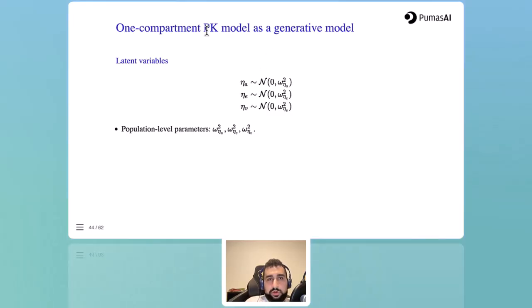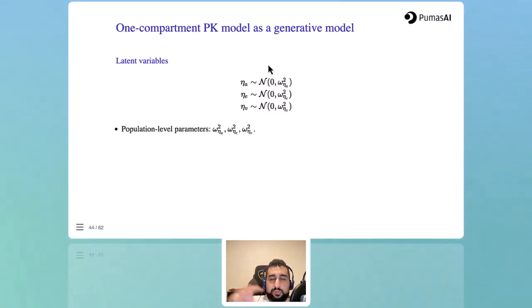So in a one compartment PK model, we often have three random effects, one for the absorption rate, one for the elimination rate, and one for the volume of distribution, and we give each random effect here a prior distribution. So these here are the latent variables. We often call them random effects, but we can also call them latent variables, and we give them a prior distribution. The only difference between this and the variational autoencoder, for example, is that the prior here has an additional parameter, which we can just fit.